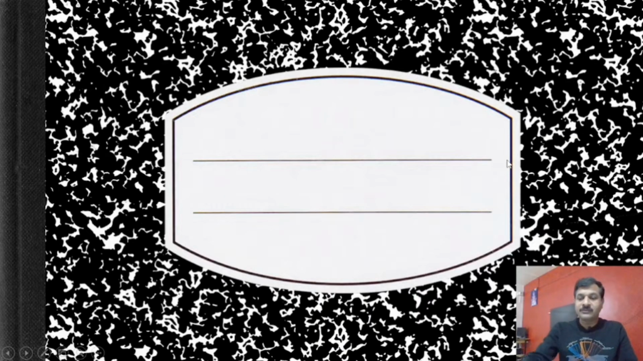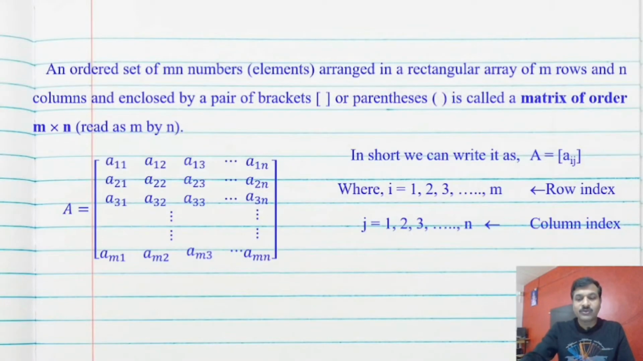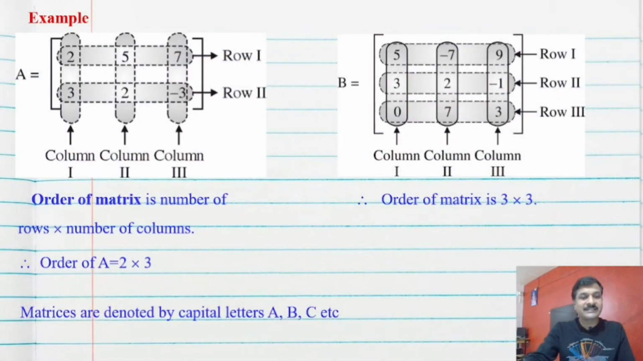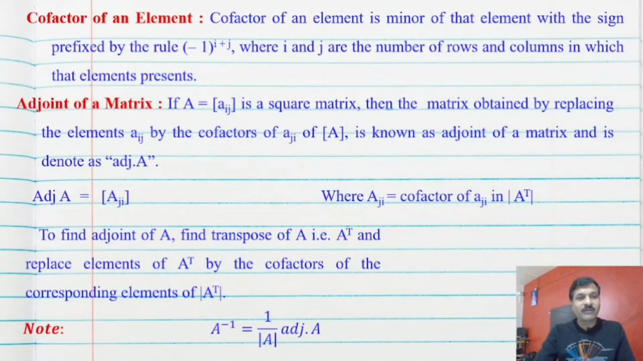Hello student, today we are going to start a new chapter, that is matrices. In matrices, we should know the definition of matrix. So it is the definition of matrix. Without fail you remember this one. Also you remember some examples of how to denote a matrix, that is by capital letters, and elements by small letters. Also determinant of matrix, non-singular matrix, minor of an element, cofactor of an element, adjoint of a matrix.